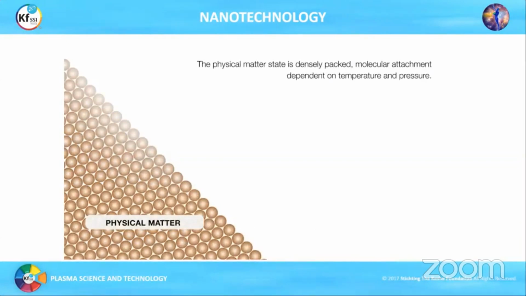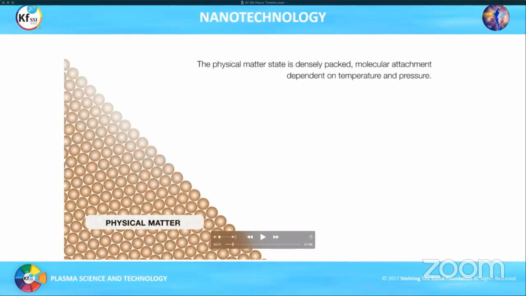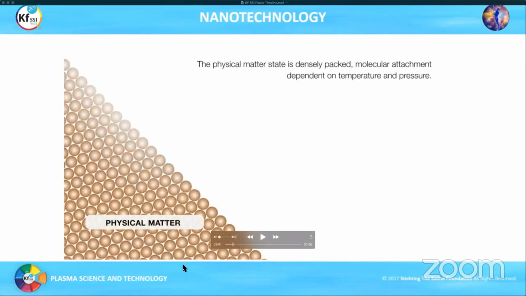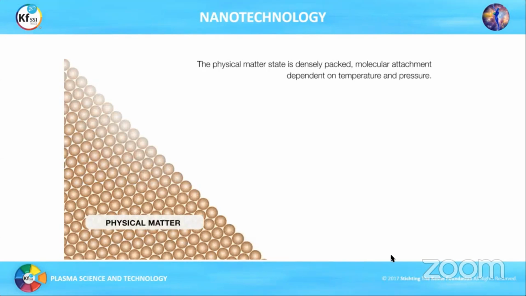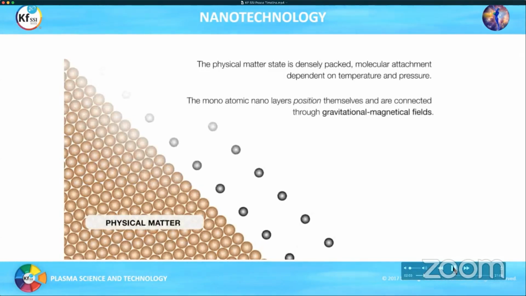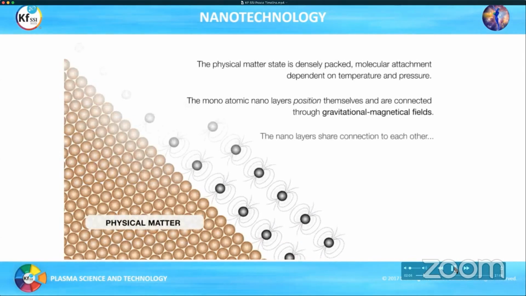The physical matter state is densely packed molecular attachment dependent on temperature and pressure. And we see the physical matter here, which is actually, you could see it as copper atoms represented as physical matter here. Okay, let me play it through this part. Let's go step by step here.